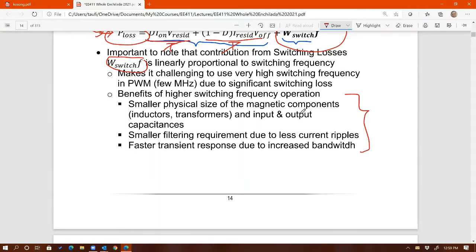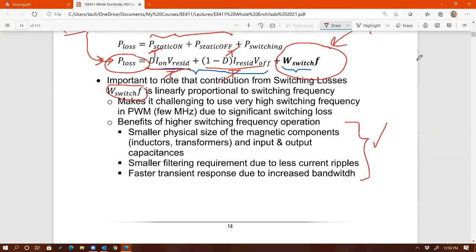It'd be nice to have higher switching frequency operation because we have smaller magnetic components, smaller transformers, smaller capacitance, and then smaller filtering requirements, meaning less current ripples, less voltage ripples, as well as a faster transient response due to increased bandwidth. So these are all the benefits that come with higher frequency operations. It'll be good to be able to use higher frequencies. But unfortunately, if you do that with PWM, you have to watch out for switching loss.